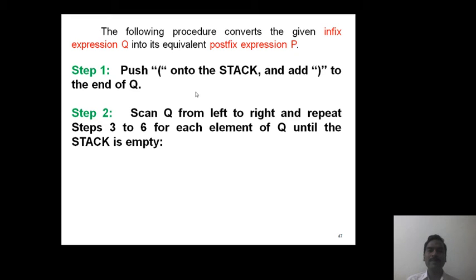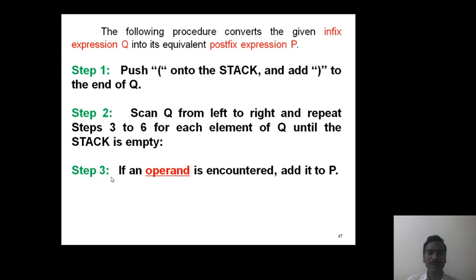Now, when we observe the given infix expression, the possible elements are an operator, operand, left parenthesis or a right parenthesis. Based on these 4 types of elements, we design step 3 to 6. Step 3: If an operand is encountered, add it to P. So if the scanned element is an operand, directly we add it to the result value.